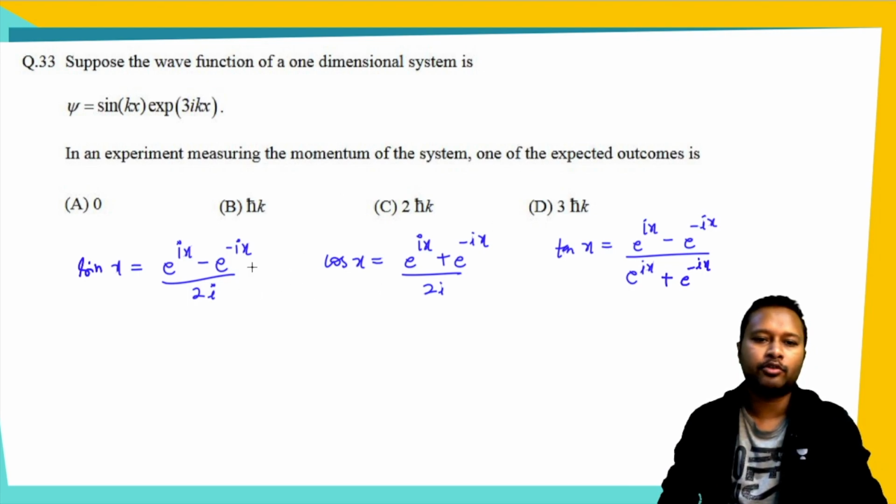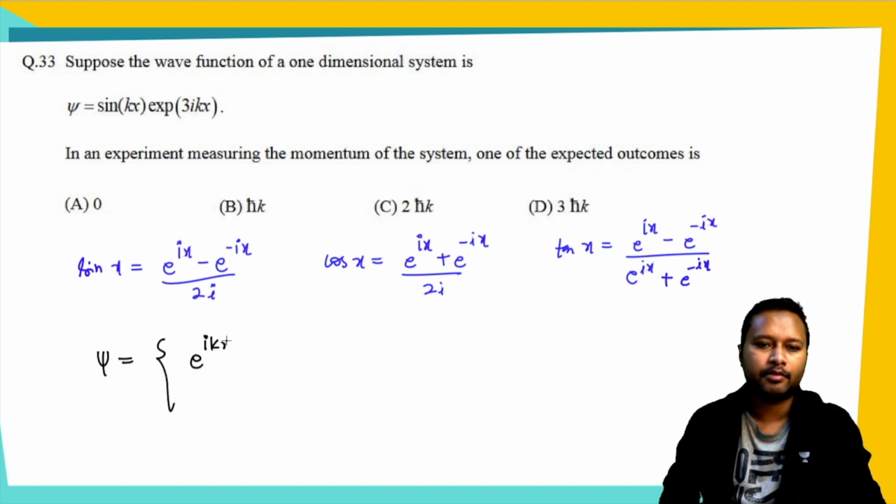Now what I'm going to do is I'm just going to substitute its value over here. So my wave function psi is going to become, because I don't have just sine x, I have sine kx, so it will be e to the power ikx minus e to the power minus ikx divided by 2i and multiplied by e to the power 3ikx, right? That's what I have here.